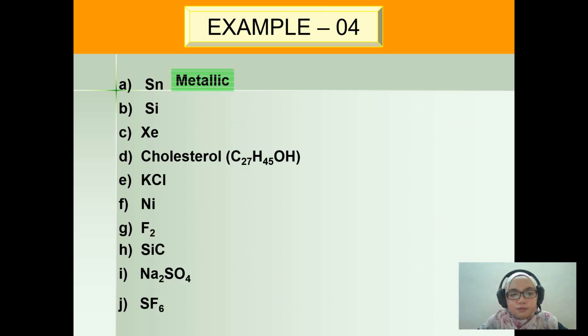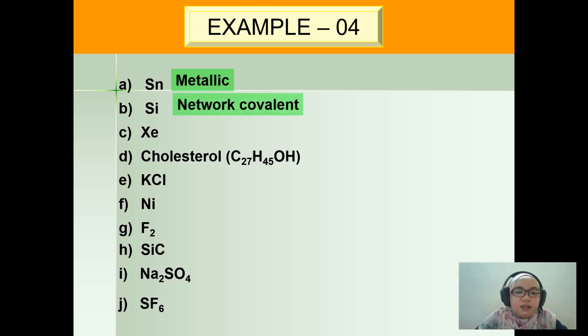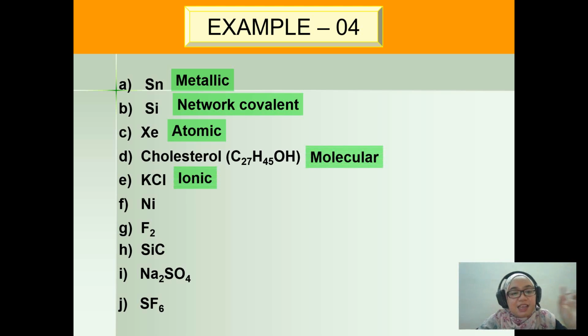Alright, so okay, sekarang kita nak check what is the types of crystalline solid for the respective example. So for Sn, Sn is a metal, so dia ada metallic. Dia adalah metallic solid. Silicon, network covalent. Okay, ingat silicon dia boleh form network giant covalent tu, okay. Xenon dia atomic covalent bond. Cholesterol dia molecular covalent bond. KCl is ionic, K plus and Cl minus.